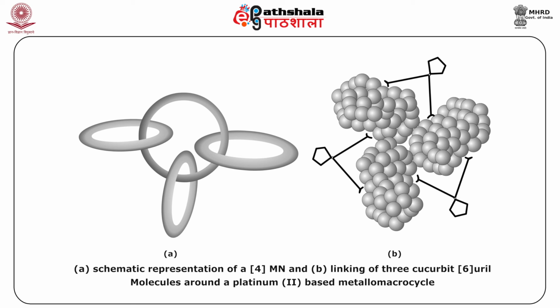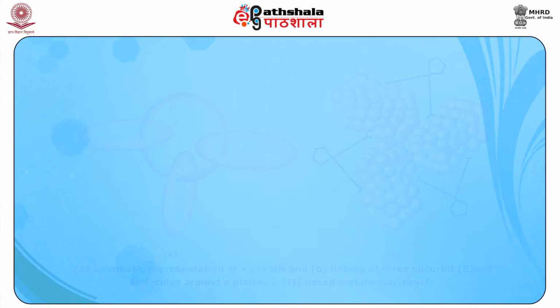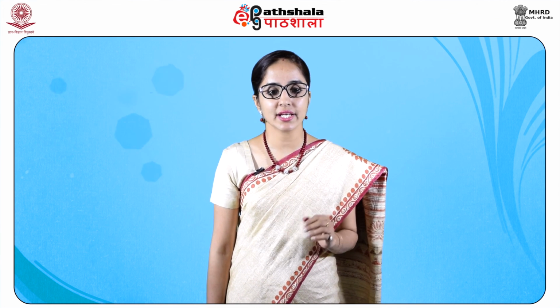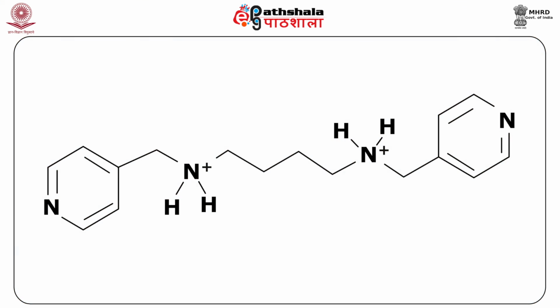You can see the schematic representation in case of A here in this figure, that is a [4] molecular necklace, and in case of B this is showing the linking of 3 cucurbituril molecules around a platinum(II) based metallo macrocycle. We can explain the linkage of cucurbituril in the platinum(II) ethylenediamine complex on the basis of the molecular necklace concept. The square planar platinum(II) ethylenediamine complex takes advantage of the affinity of cucurbituril for the protonated diamine guest in the ligand, which links the platinum(II) centers together, and this is shown to you here in this figure.